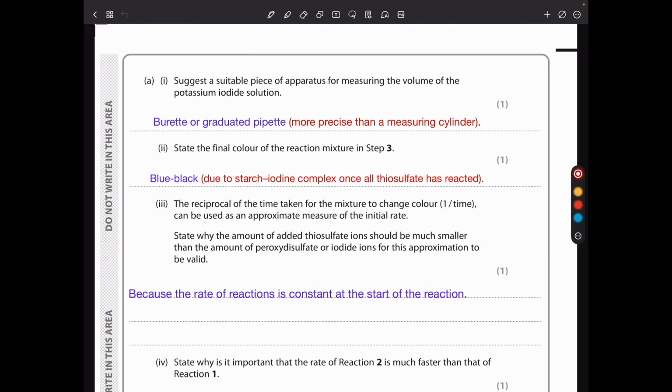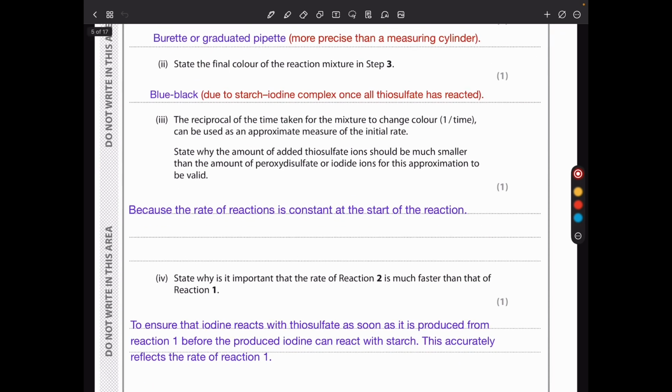So in part A, they ask for a suitable piece of apparatus for measuring the volume of potassium iodide solution. We can use a burette or a graduated pipette. These are going to be more precise. State the final color of the reaction mixture. Because we are using starch as the indicator, the color is going to be blue-black as starch and iodine interact.